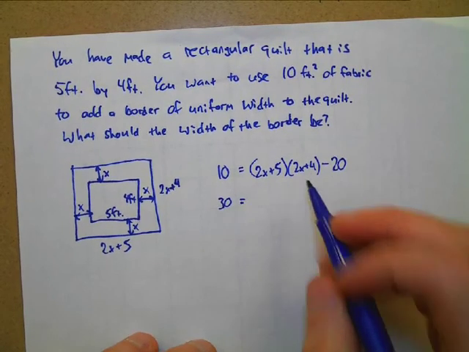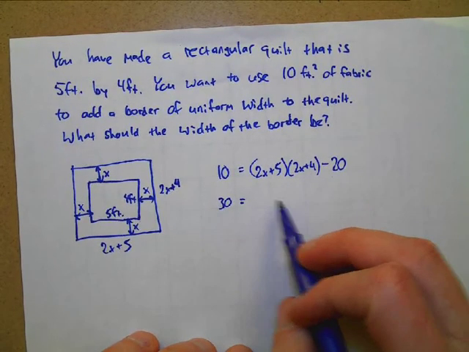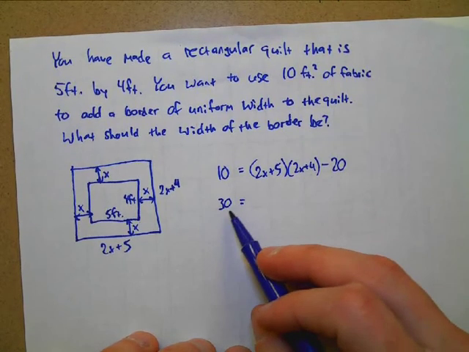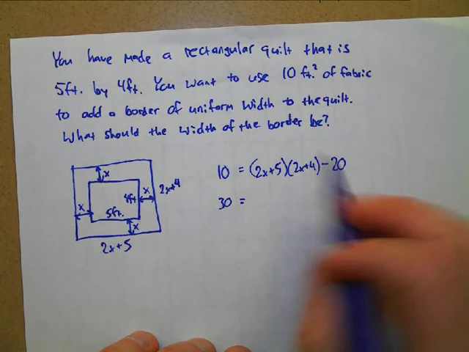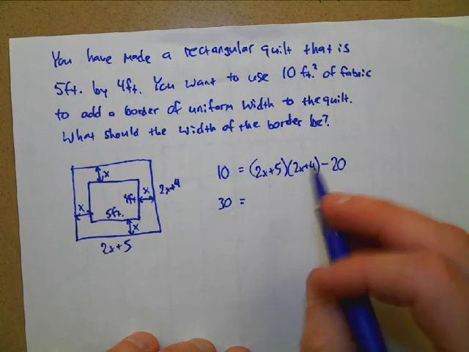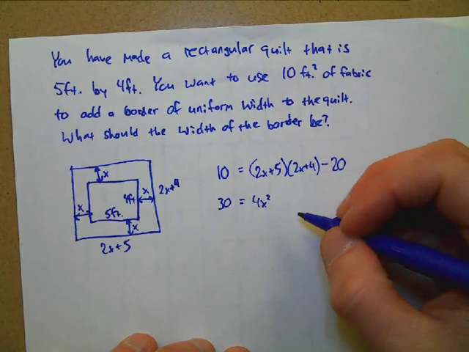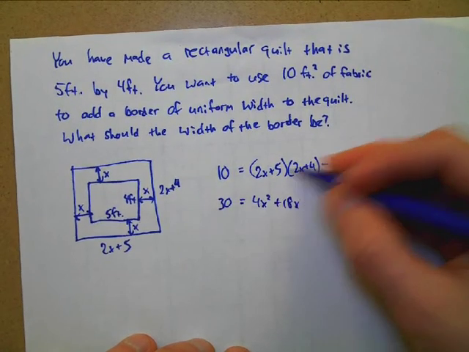Here's why. If I were to just bring these two things down, right, in order to solve a quadratic equation, I need it to be equal to 0, right? This is now equal to 30. So we can add that 20 over, that's no problem, but we need to multiply this stuff out. So we'll get 4x squared. Let's see here, 10x plus 8x, so 18x, and then plus 20.